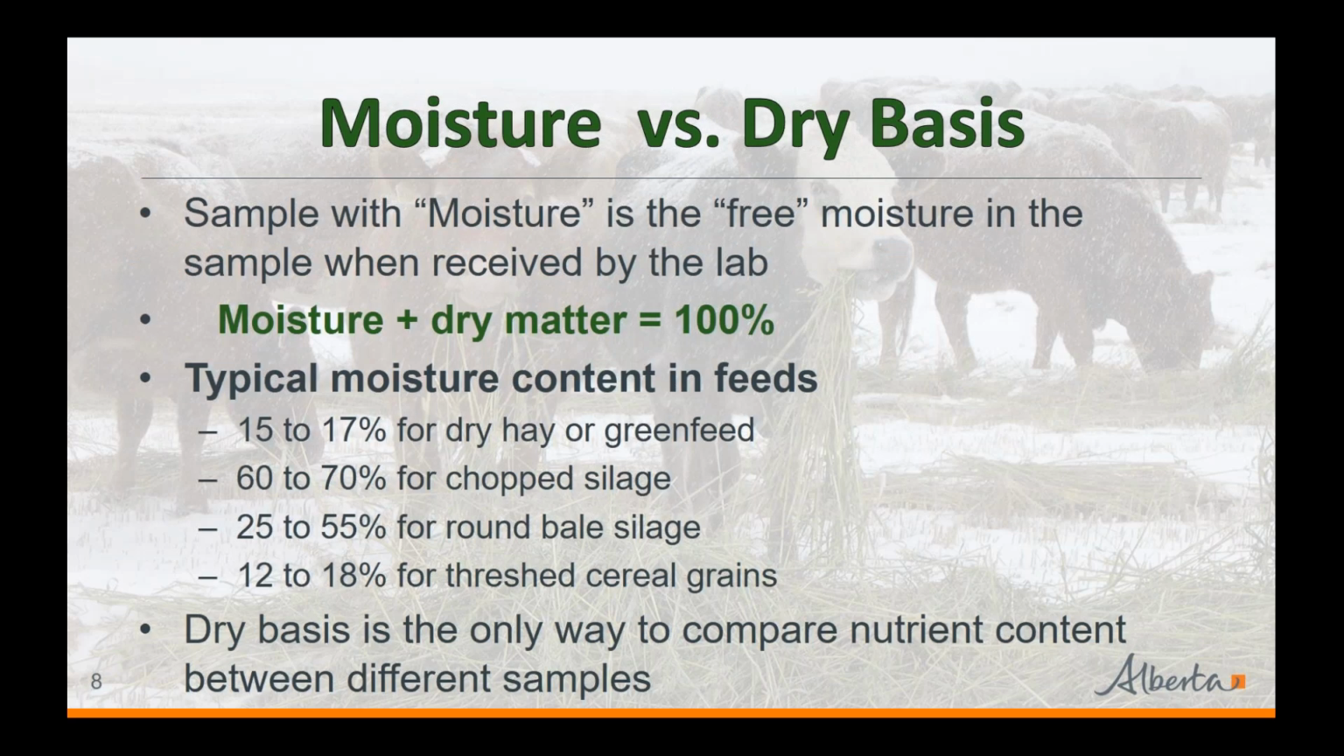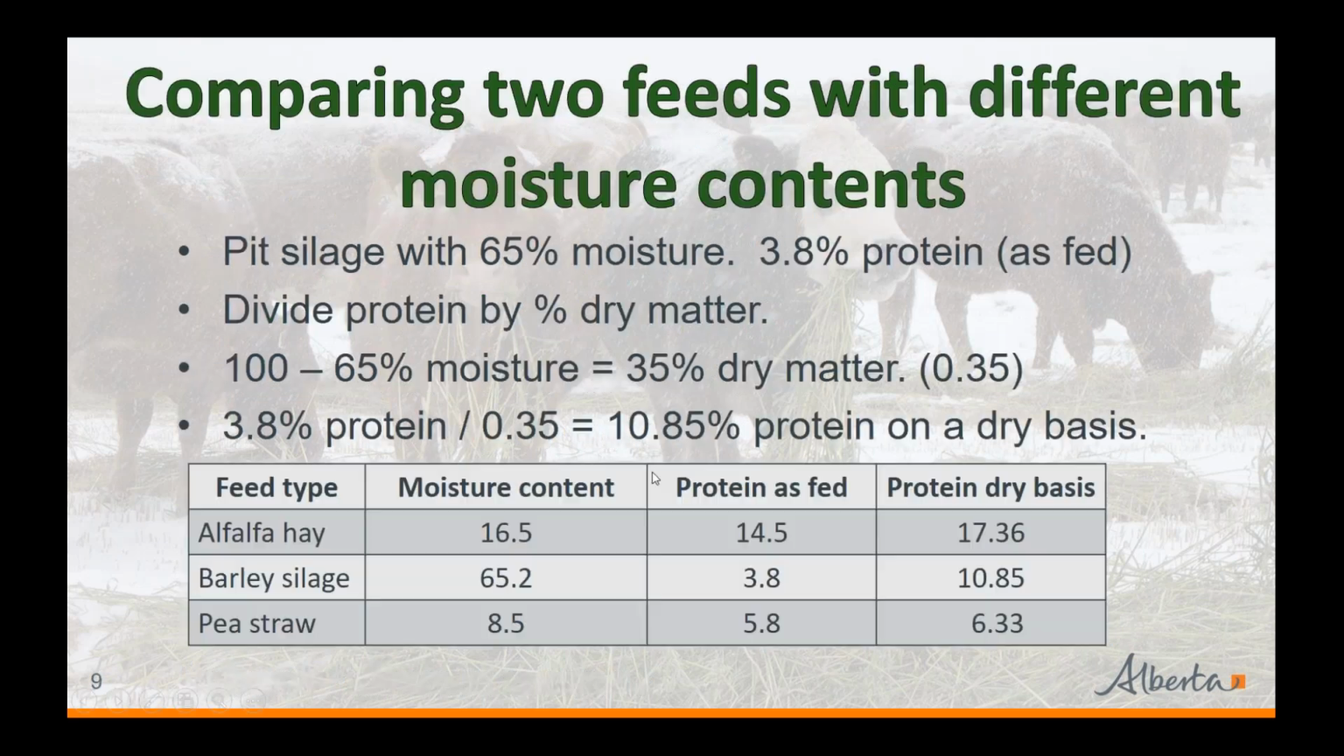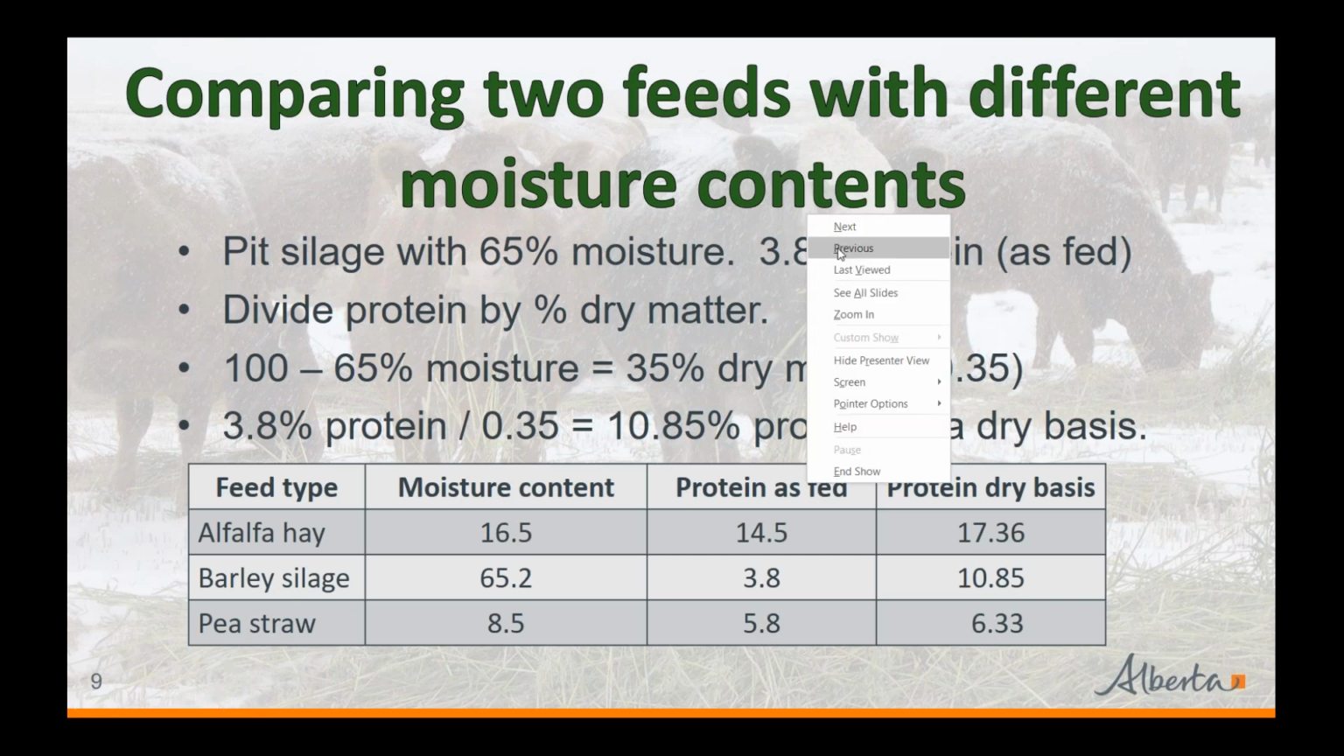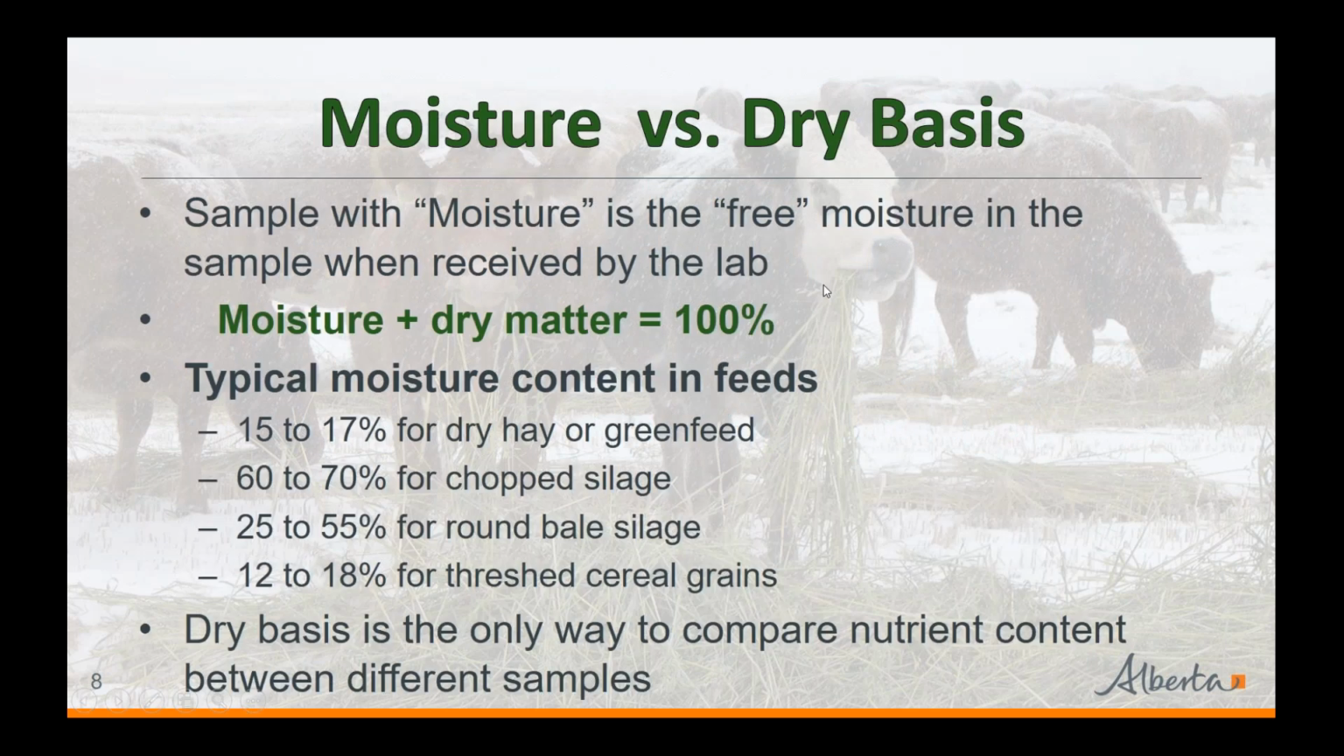So when we look at the sample, the first thing we get to look at is moisture versus dry matter basis. There's two results that come in. And when you send the sample in, if it's a hay, a grain, or a silage, you've got two components in that feed. You've got your moisture and you've got your dry matter. The combination of those two numbers should equal 100%.